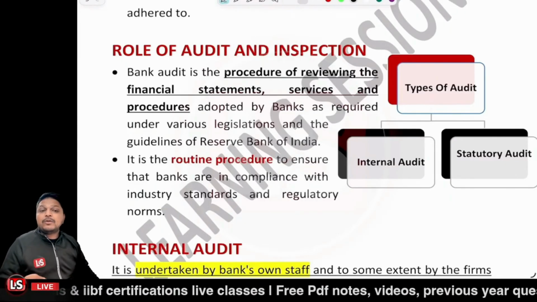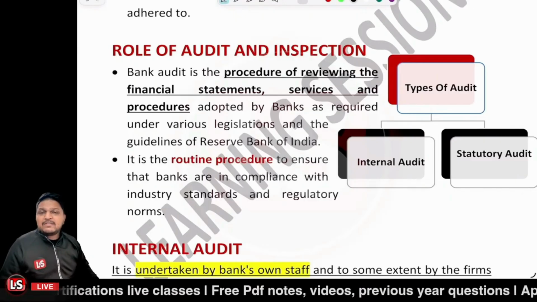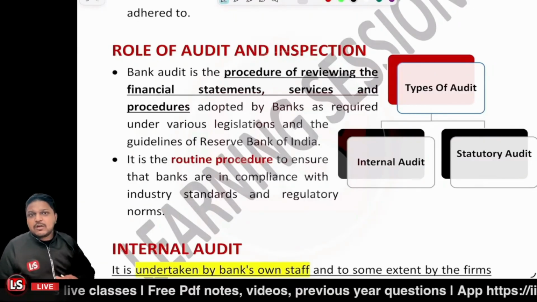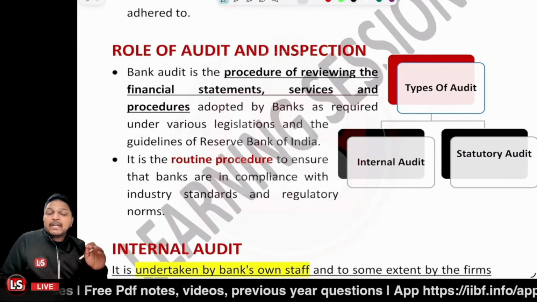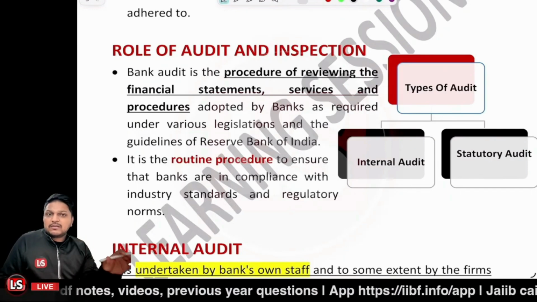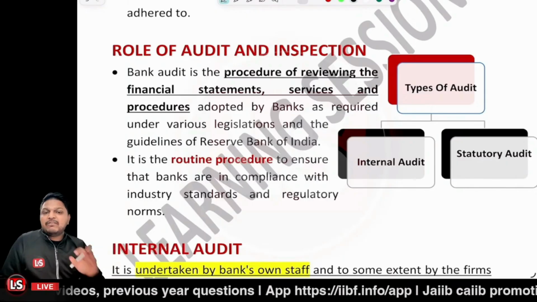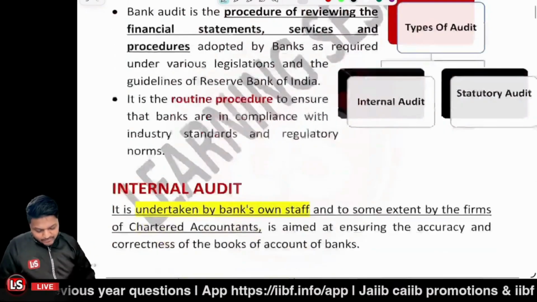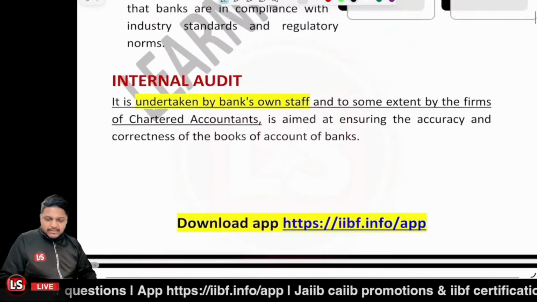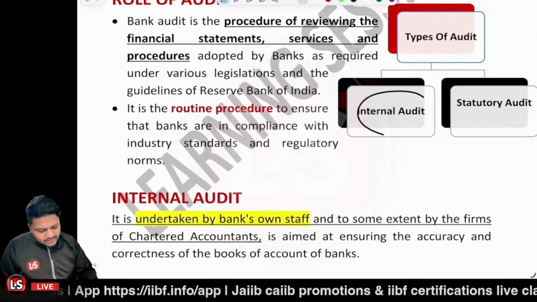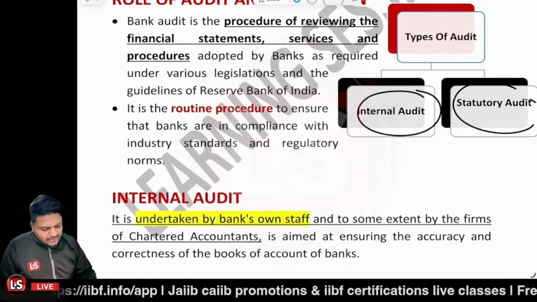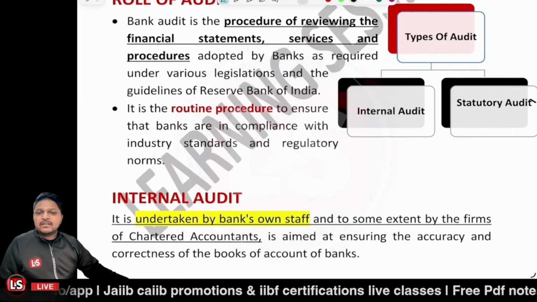And it's a routine procedure. It's not like that it is something else. Let's say if something is not fulfilled, it will be notified in the auditing, right? And further it is to be complied with. That is the only thing that is to be done. And it is of two types, the internal audit and the statutory audit.